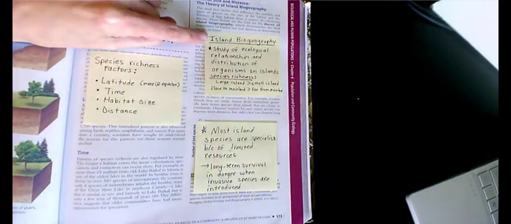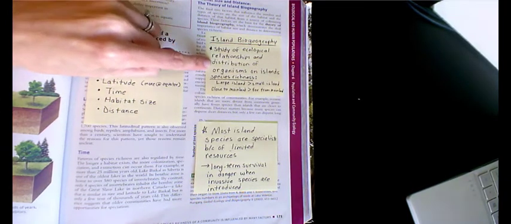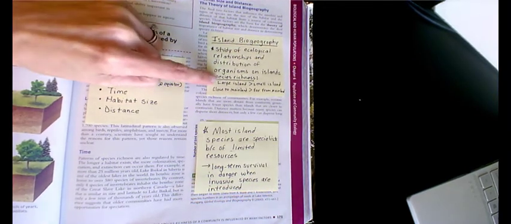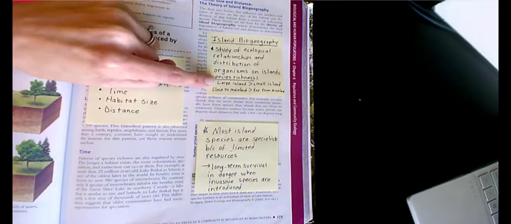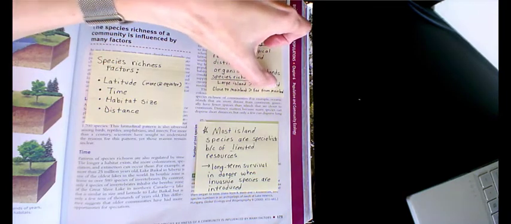But then this leaves us with a final idea of island biogeography, which is the study of ecological relationships and distribution of organisms on islands. So species richness, on a large island, there is more species richness than on a small island. On an island that is close to the mainland, there is more species richness than if you were on an island far from the mainland. So this is island biogeography, is kind of just looking at the species richness.